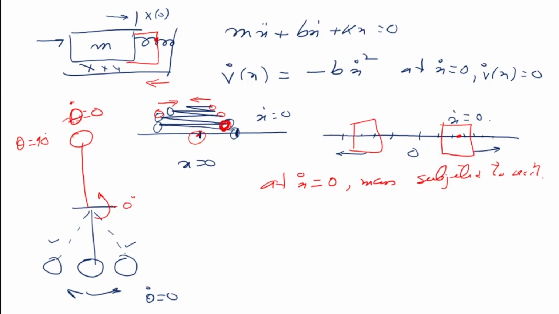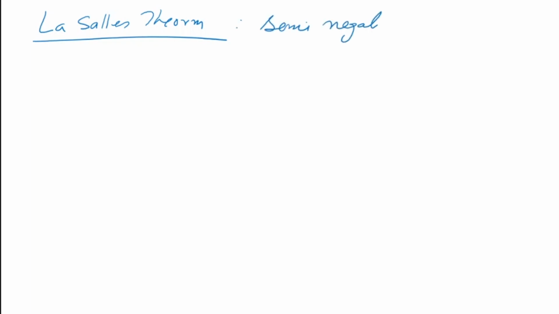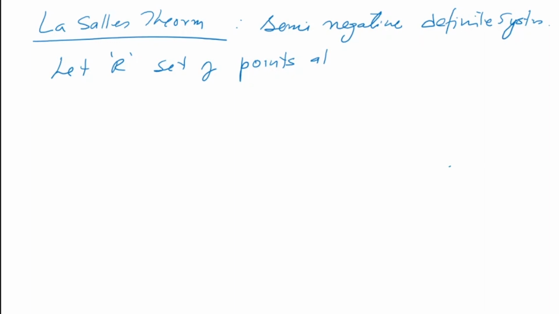We can intuitively understand that this is why it is happening: at the extreme points, the mass is subjected to an acceleration and it is coming back. But how can we prove that? So we have a second theorem which is called the LaSalle Theorem, for semi-negative definite systems. Now what this says is, let R be the set of all points at which V dot x is equal to 0.